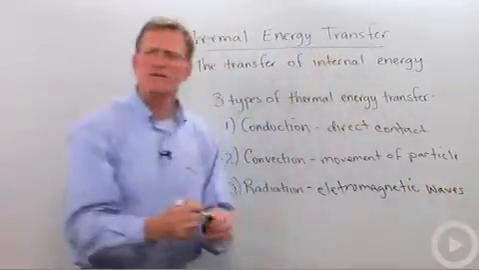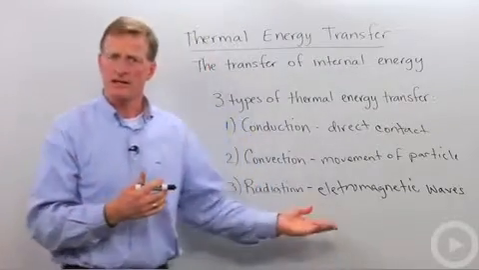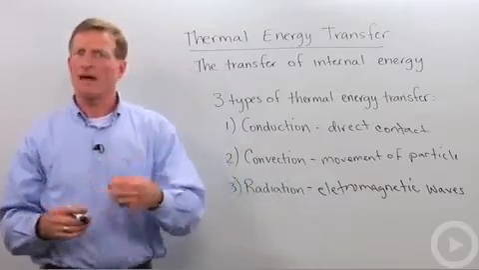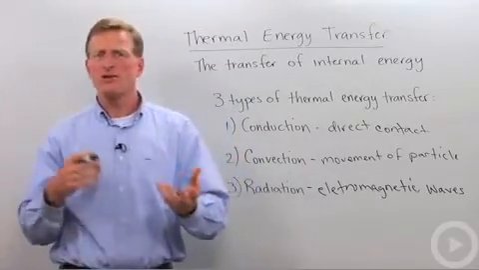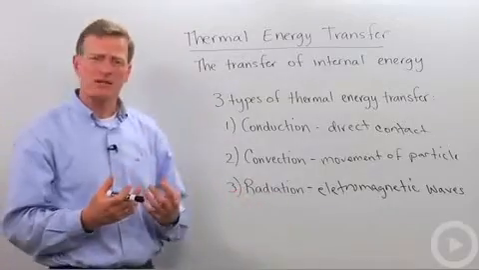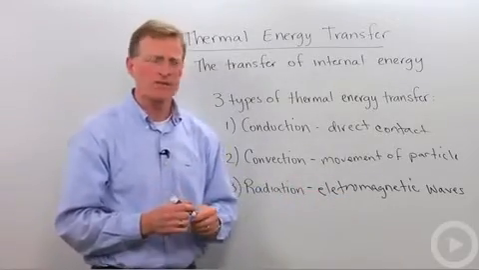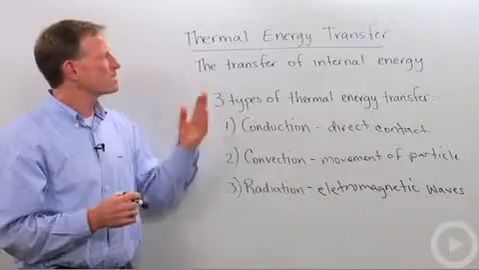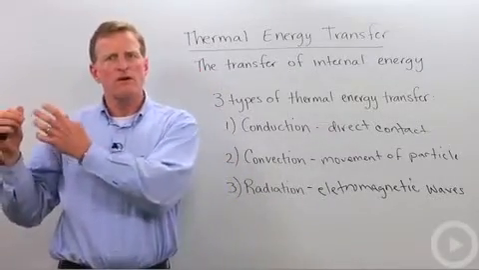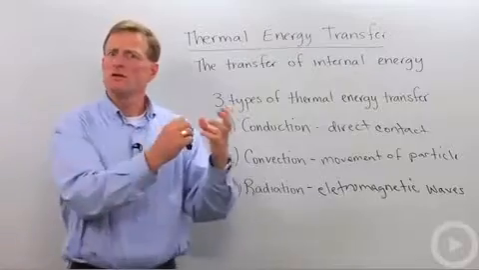What are some of these waves? Well, visible light is an electromagnetic wave. Microwaves, gamma waves, X-rays, infrared and UV light. These are all different types of radiation or electromagnetic waves. So these are the three important types of thermal energy transfer, how energy is transferred from one source to another.